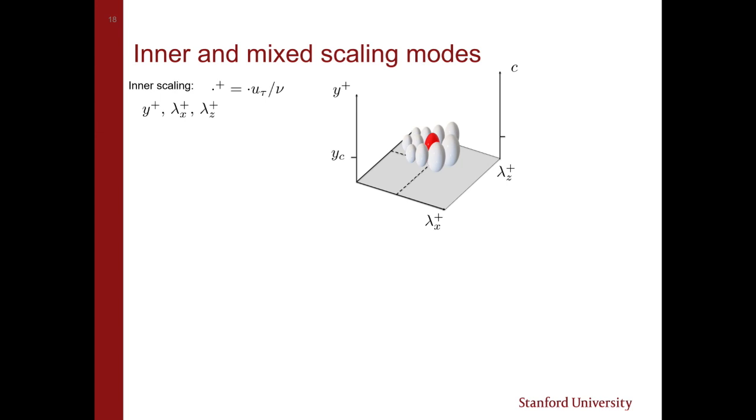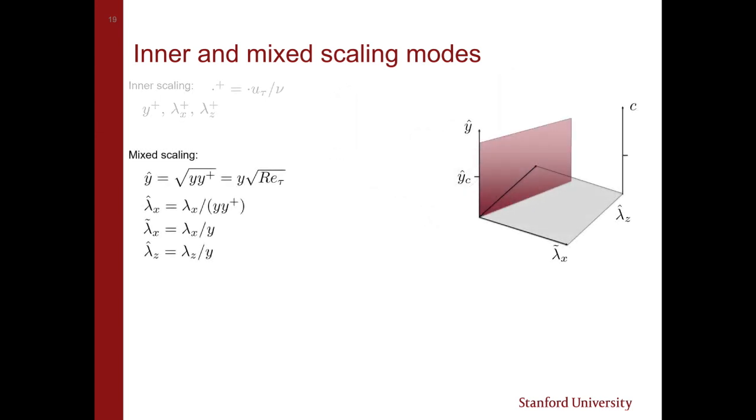As long as I keep y plus constant and the wavelengths constant in plus units, everything looks the same. As I move further from the wall, there's what's called a mixed scaling region. Here's that red mode, a very tall one that reaches down and touches the wall. Here are some modes that vary from touching the wall to detached from the wall, but there's also a set that are all detached. If I go far enough from the wall, everything has detached from the wall.